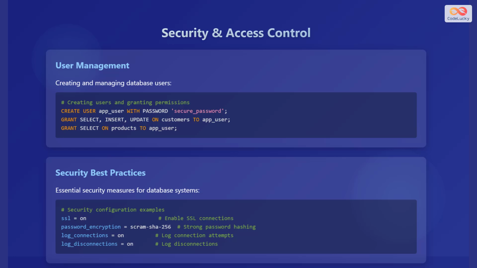Security best practices involve enabling Secure Sockets Layer, or SSL, connections with the setting ssl = on. Strong password hashing is done using password_encryption = scram-sha-256. Logging connection attempts is enabled using log_connections = on. Finally, log disconnections by using the setting log_disconnections = on.